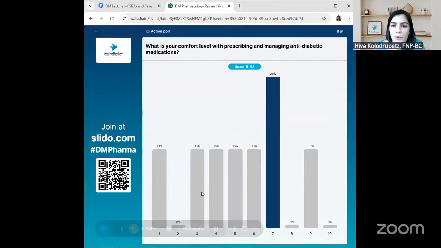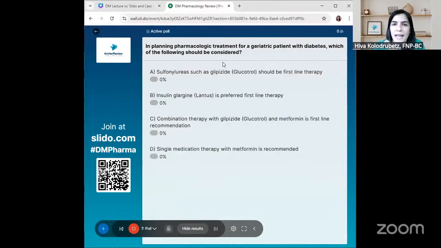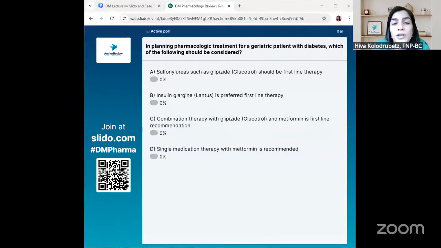We're going to go to our next poll, poll 7, and we'll read this together. In planning pharmacologic treatment for a geriatric patient with diabetes, which of the following should be considered? What do you guys think? Is it A, B, C, or D?